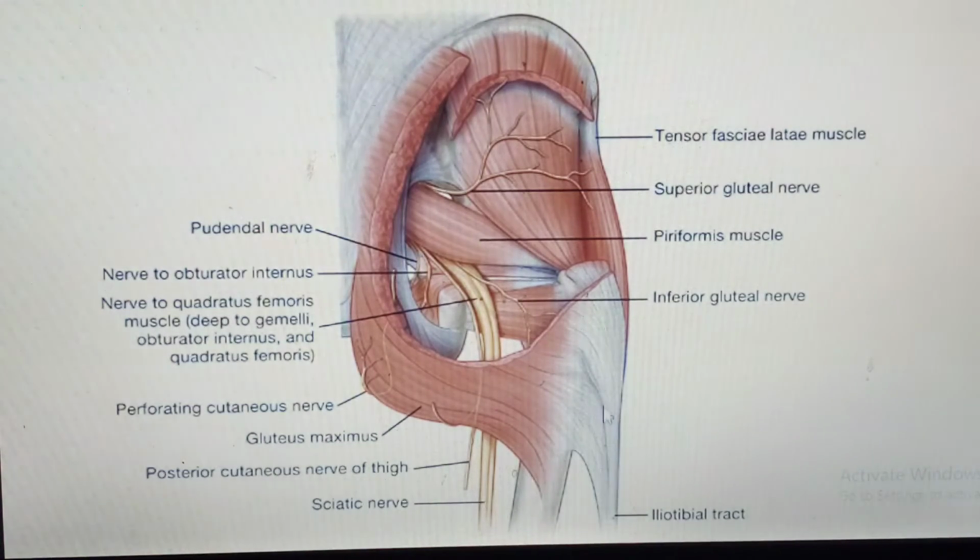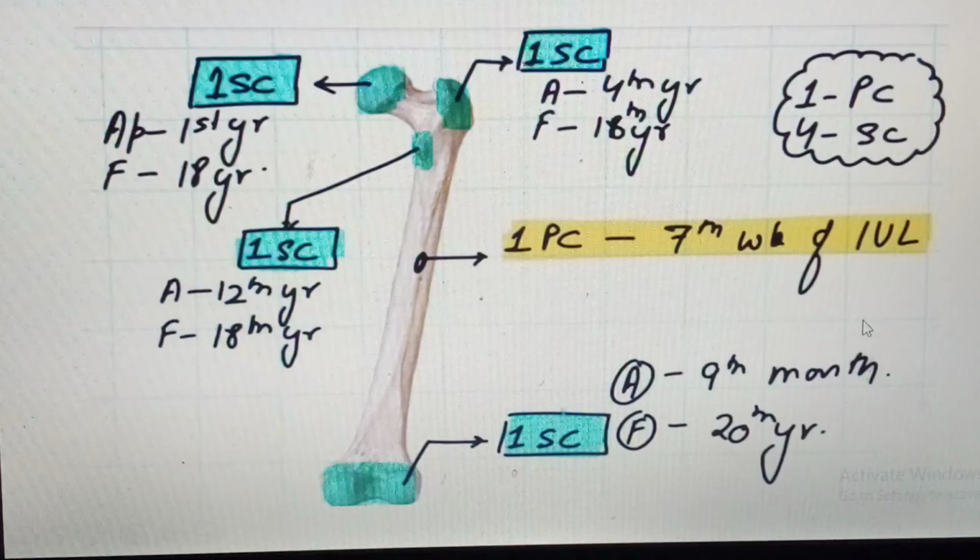Now, what do you see? You see that this is the iliotibial tract. It will be an important insertion point for the gluteus maximus muscle. Gluteus maximus muscle. Okay, so that's what we see.